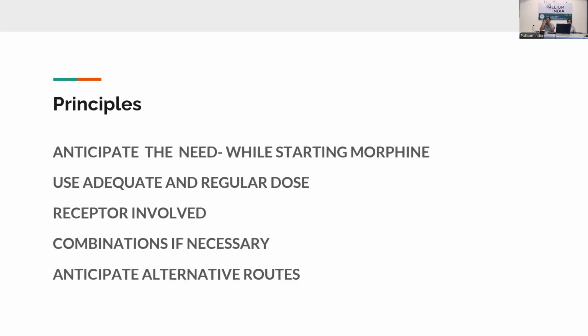Anticipate alternative routes. You should keep this in mind. The patient is taking orally and is able to tolerate the oral drug. But later, after some time, his condition may deteriorate, and you have to switch to some other route also. So you have to keep all these things in mind. Anticipate the need. You have to use an adequate and regular dose. You should not use an underdose. You should correctly write the medication according to the receptor involved, you can use combination of antiemetics if necessary, and anticipate alternative routes.